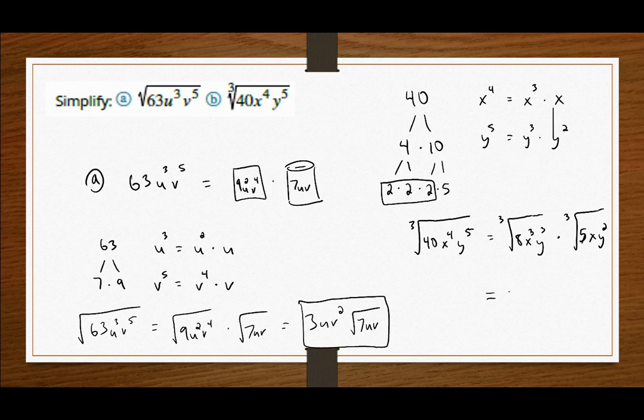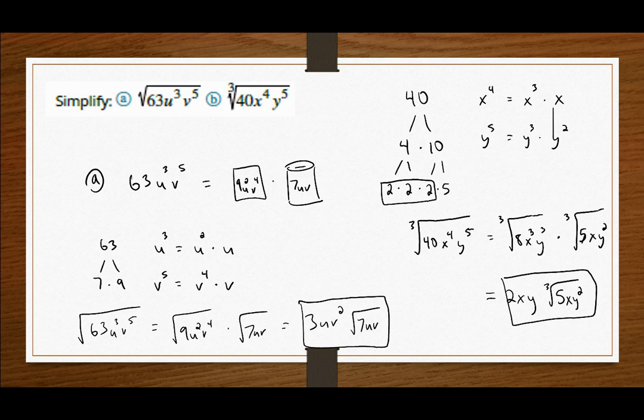So the cube root of 8 is 2, cube root of x to the third is x, cube root of y to the third is y, and we leave our trash factors underneath the radical, so we have 5xy squared. So there's my solution. Again, this factoring process using prime factorization, looking for duplicate factors to make the perfect square or cube term that I'm interested in, can make quick work of these types of problems.